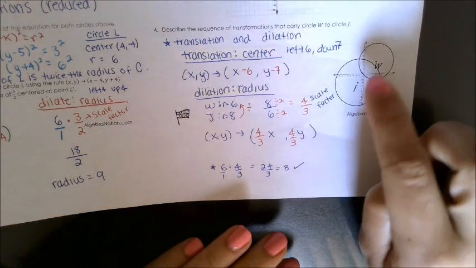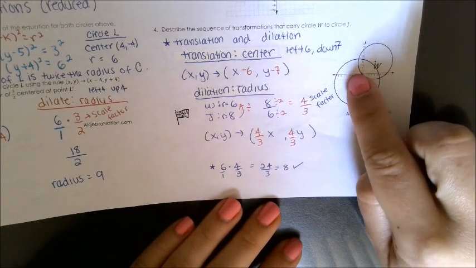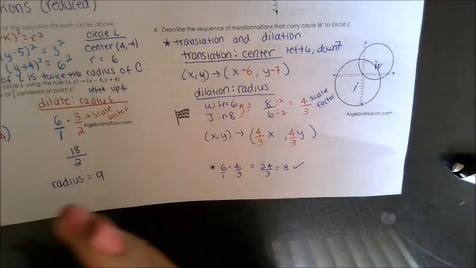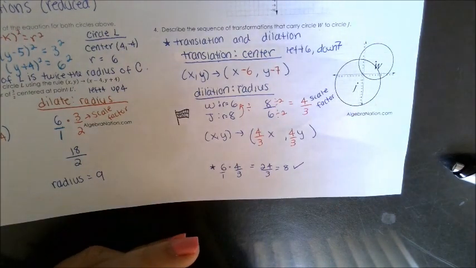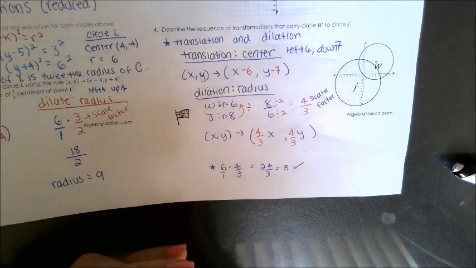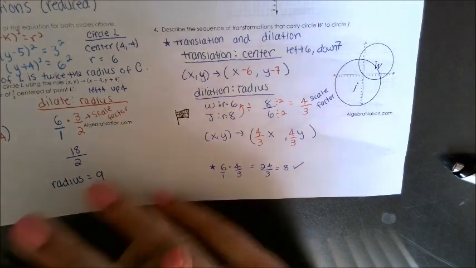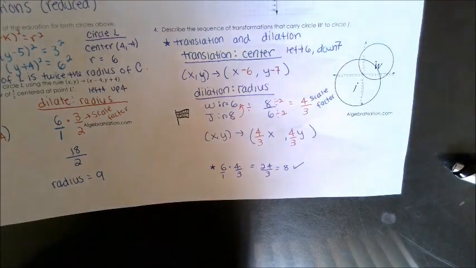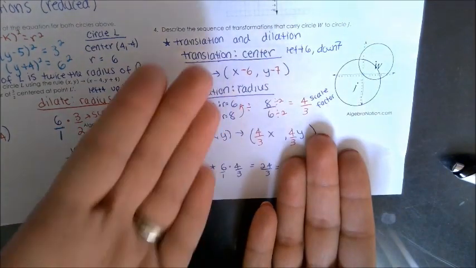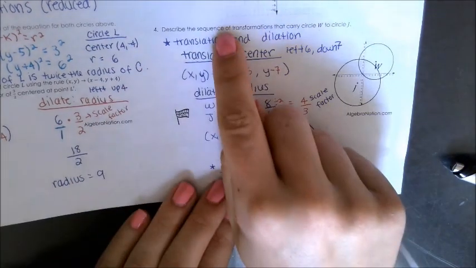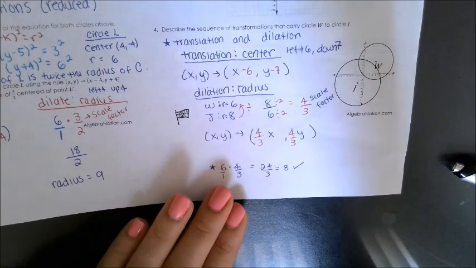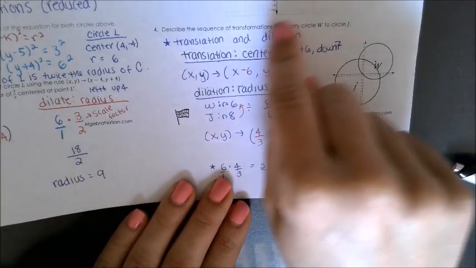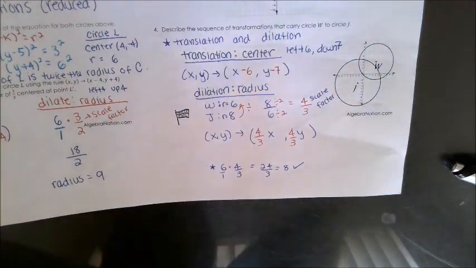Now, because it got slid, and then it gets bigger or smaller, depending on what the dilation is, these circles will always be similar. They're not congruent because it's not the same size and shape. It's just the same shape, but different size. Anytime you do a transformation, it's going to be a translation and dilation. Translation means you're sliding, and dilation means you're enlarging or reducing. So this is what makes it similar, not congruent, because it changes the size.